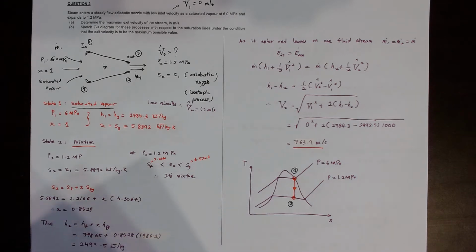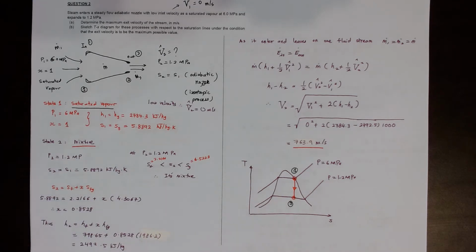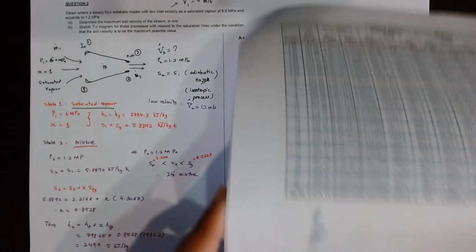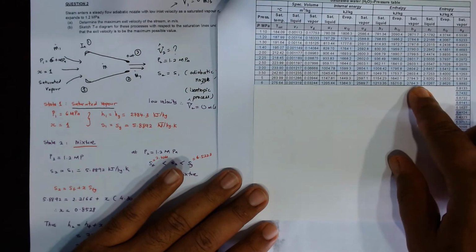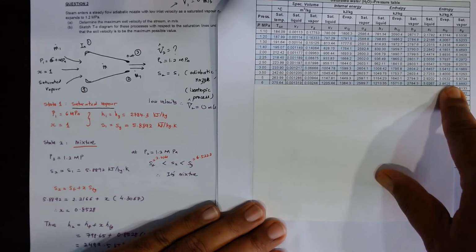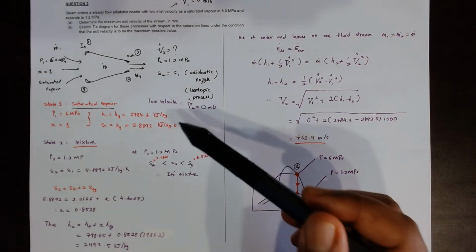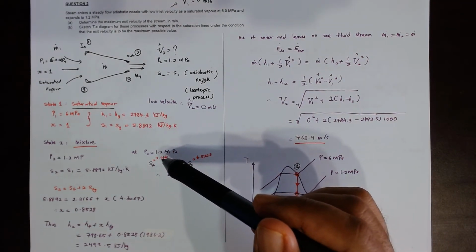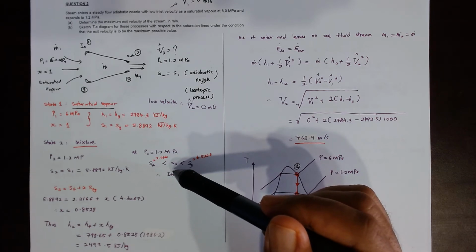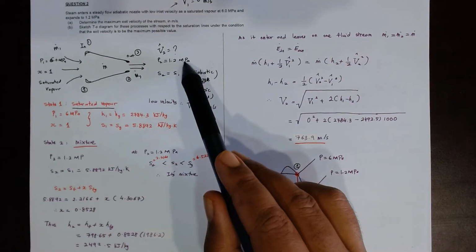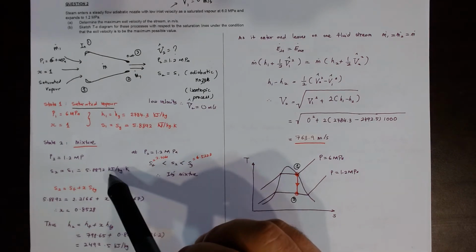From the table, because this is steam, we need to use the thermodynamic steam table. At 6 megapascal, Hg is 2784.3 and Sg is 5.8892. Then we need to know the next state, whether it is a mixture, compressed liquid, saturated liquid, or superheated. At the exit of 1.2 megapascal, S2 equals S1 because it is isentropic, so it is equivalent to 5.8892.